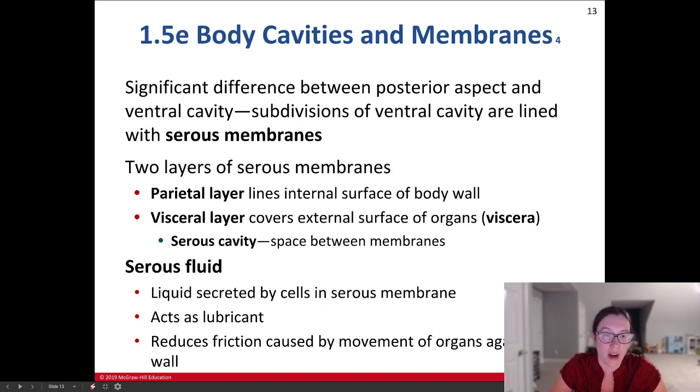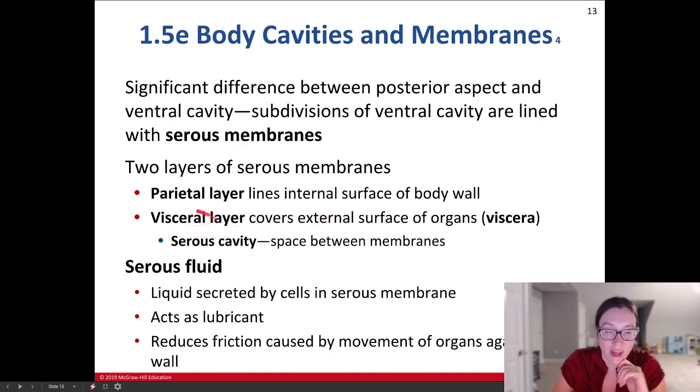So our serous membranes are going to be layers of tissue that line our cavity and also wrap around the organs. The parietal layer is going to line the internal surface of the body wall, so it basically lines the inside of your chest, whereas the visceral layer reflects back and covers the external surface of the organs. Another name for organs is viscera, so that's why visceral, think of it as covering the organs. It covers the heart, the lungs, the stomach, and so on.